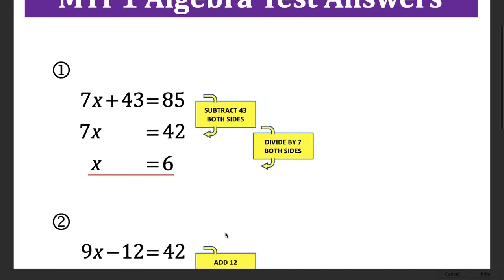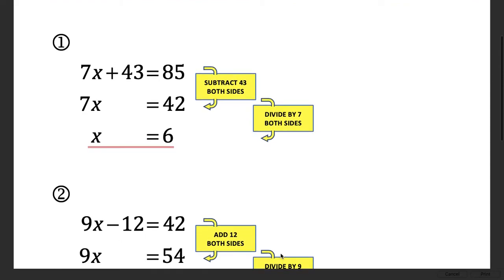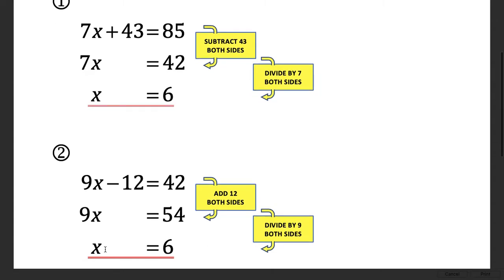Question 2. 9x minus 12 equals 42. I'd like to get the 9x bit on its own, so I'd like to get rid of the minus 12. I'm going to get rid of minus 12 by adding 12 to both sides. So adding 12 to both sides, I get 9x on its own equals 54. I don't want to know what 9x's are, I want to know what 1x is on its own, so I'll divide everything by 9, both sides, to get x equals 6.